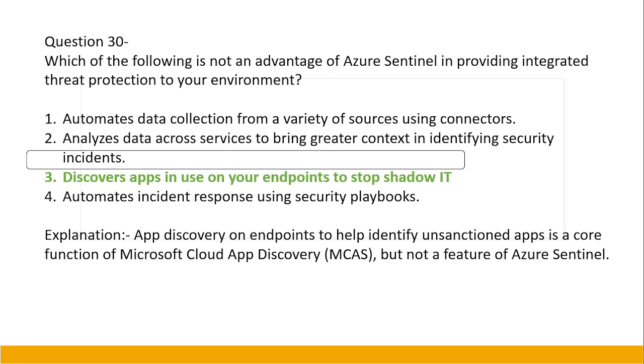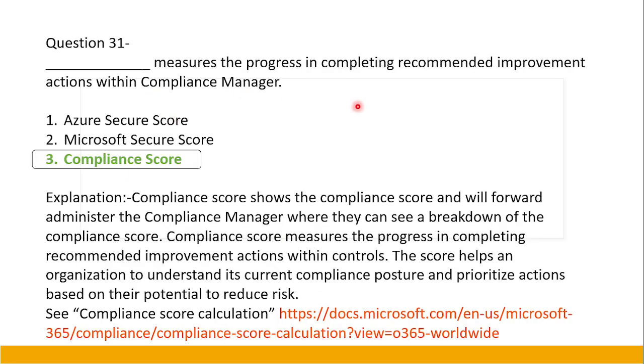Moving on to question number 31. Blank measures the progress in completing recommended actions within the Compliance Manager. Now, three options are given here. Option 1, Azure Secure Score. Option 2, Microsoft Secure Score. Option 3, Compliance Score. Now, the compliance score shows the administrator the compliance manager, where they can see a breakdown of the compliance score.